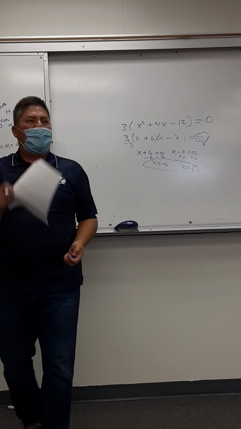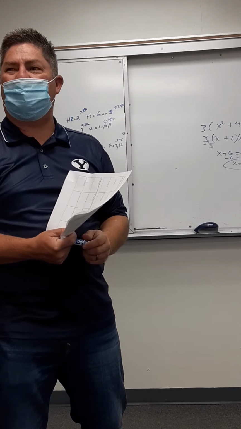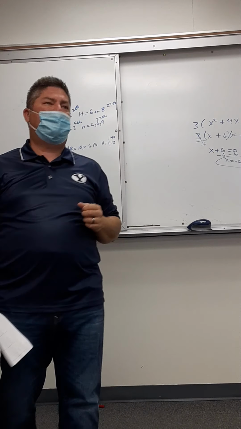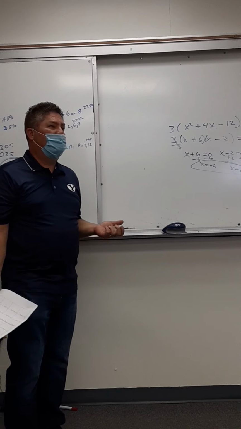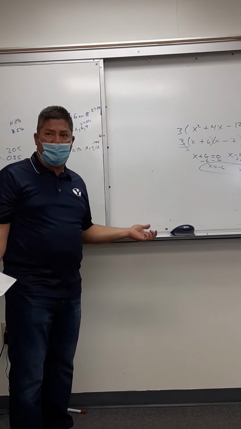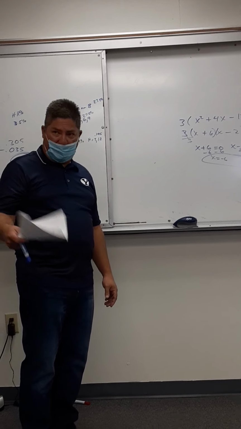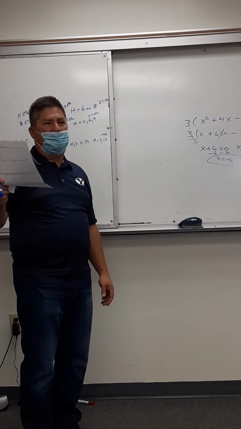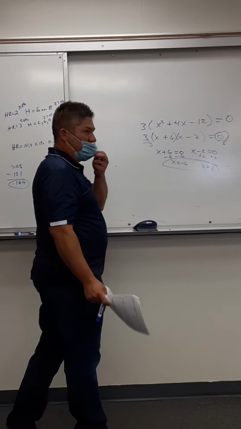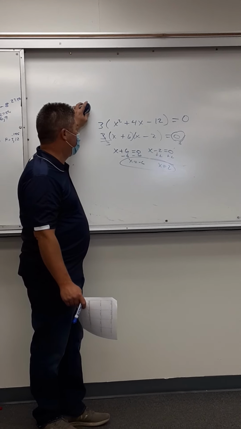If it's to the square, how many answers do I expect? If it's to the cube, how many answers do I expect? 3. Got it? Something you might want to have in your notes too. If it's to the square, you expect 2 answers. If it's to the cube, I expect 3. If it's to the 4th, I expect 4, so on, right? Now, some of those answers might be repeats. So you might get 0, 0, 2, and negative 5. 2 of the answers might be the same. You see what I mean? But they're still really 2 answers.